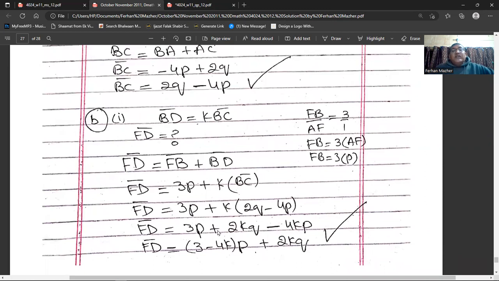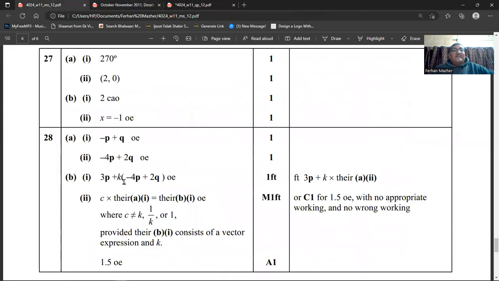So the FD will be 3P plus 2KQ minus 4KP. So these have P, take that P common. So FD will be in the bracket 3 minus 4K, bracket close, P plus 2KQ. So this is FD. So our answers are right.